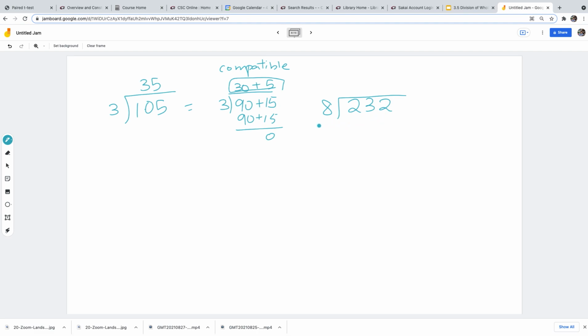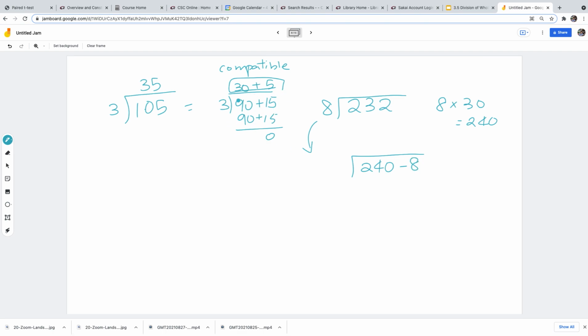232 divided by 8. What's the comparable number for this kind of division? We know that 8 times what is close to 232? 8 times 30? Because that's 240. Oh, it is very close, right? So if I need a little bit more space, I'm gonna move this here. Can I write 232 as 240 minus 8?